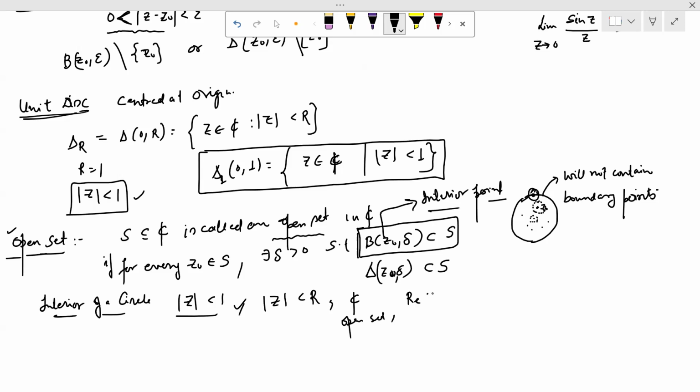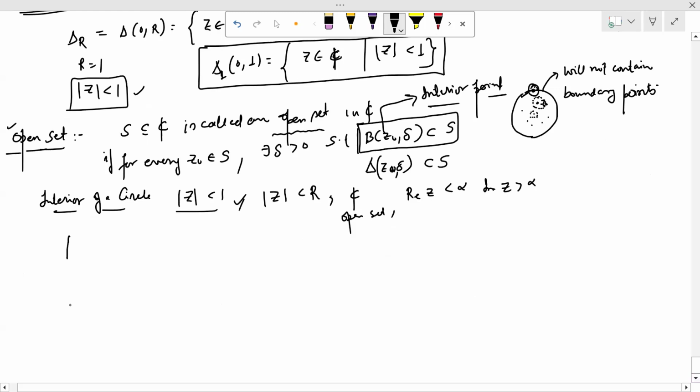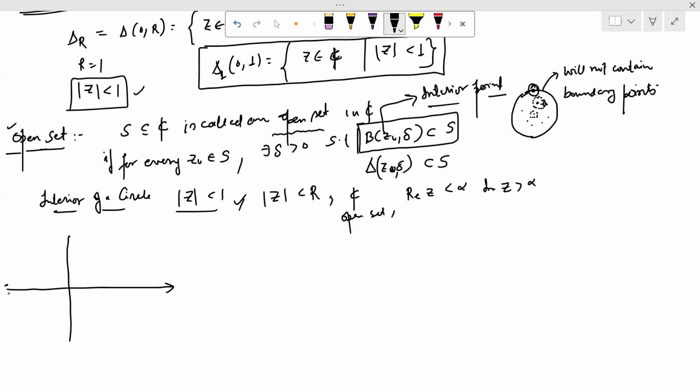In fact, the half planes, that is, the real part of Z less than alpha, and let's say the imaginary part of Z greater than some alpha. For visualization, you can keep alpha equal to 0. So what does alpha equal to 0 mean? Real part of Z equal to 0 means this particular line. So real part of Z greater than 0 means this particular area. If I use alpha equal to 0, this particular region is the real part of Z greater than 0. Clearly, this region is an open set.